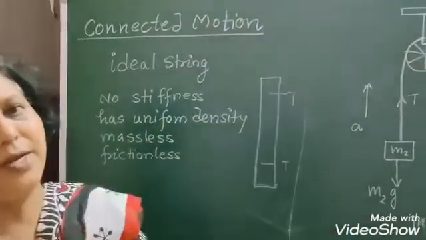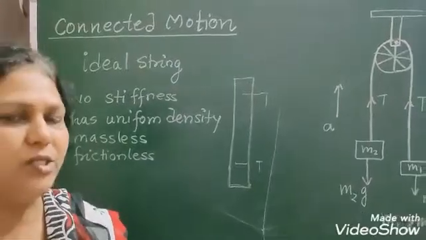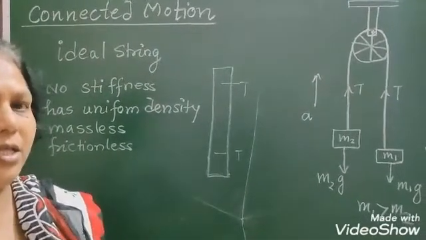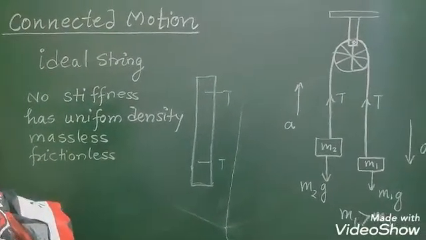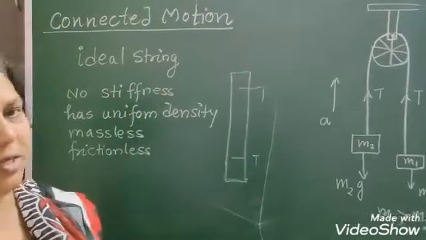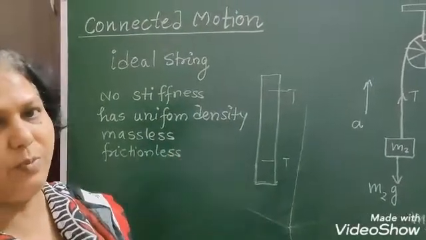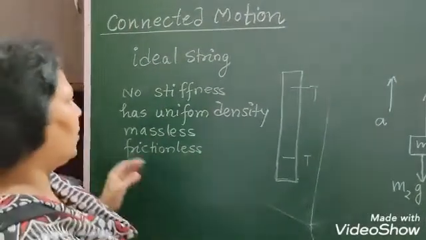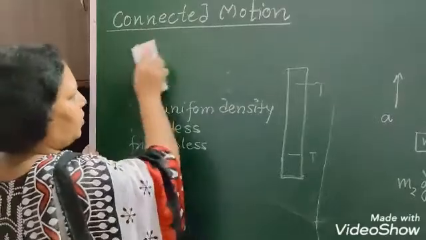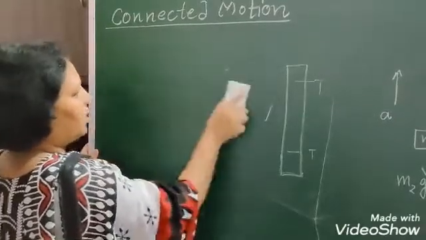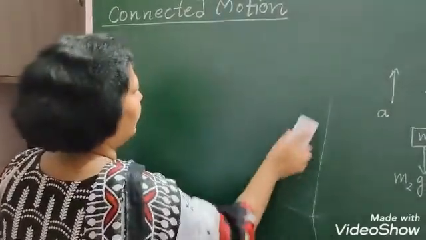Generally whenever we take a problem of the pulley and string, we always take the string as an ideal string, so that all these qualities, all these properties, will be there in that string. Okay, so this is about the string. Now we'll come to the problem.